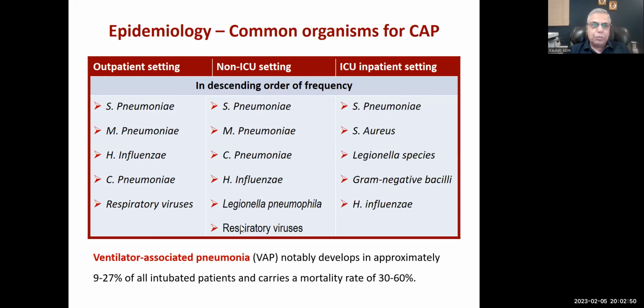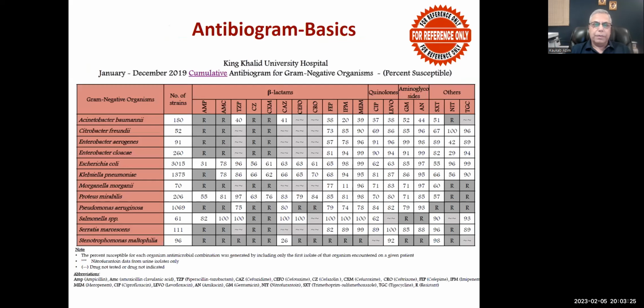Then even in ICU, because this is community acquired, it is not hospital acquired. If it is hospital acquired, then the organisms are going to be quite different. And we are particularly worried about Pseudomonas. So, Strep pneumoniae, Staph aureus, Legionella pneumophila, and gram-negative bacilli. This is a little bit different, and H. influenzae is also there. So more or less the same organisms for community-acquired pneumonia in different settings.